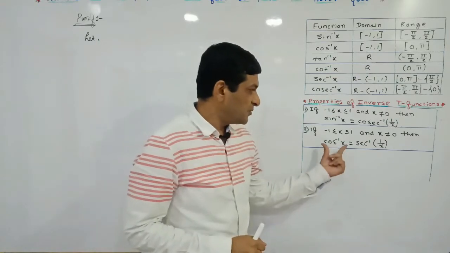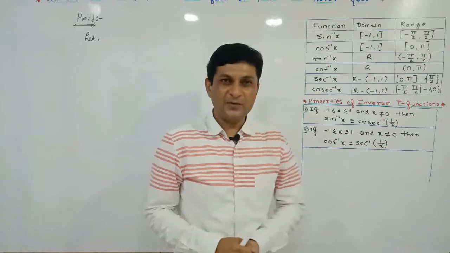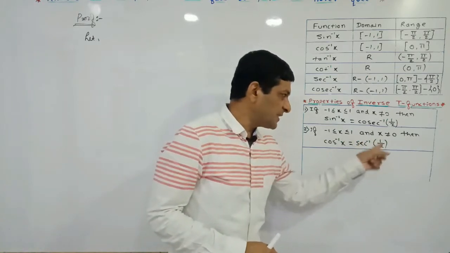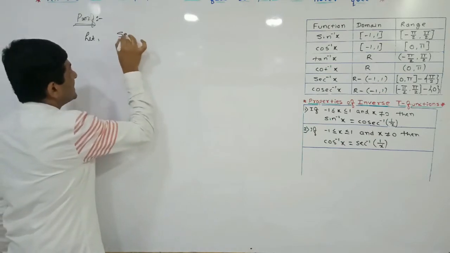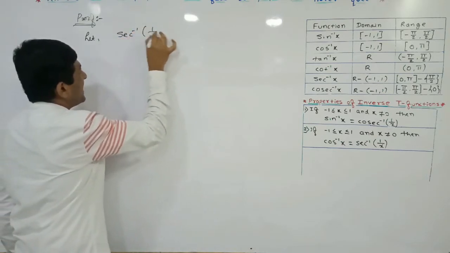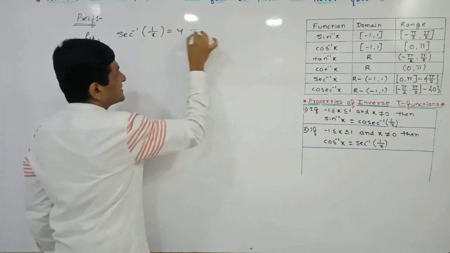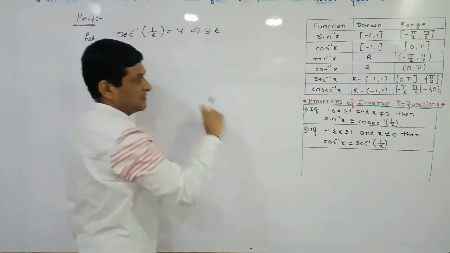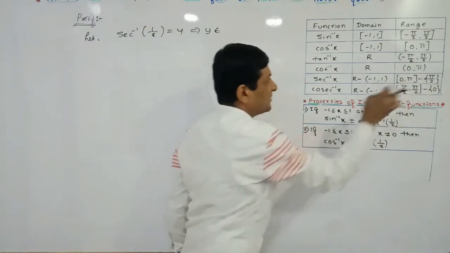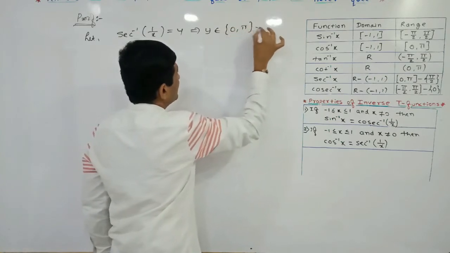In this case, we have to show that the value of cos inverse of x will be equal to sec inverse of 1 by x. So I am supposing that sec inverse of 1 by x is equal to y. So let sec inverse of 1 by x be equal to y. So this implies that y belongs to, now y is nothing but the value of sec inverse, which means it lies in the interval 0 to pi, excluding pi by 2.